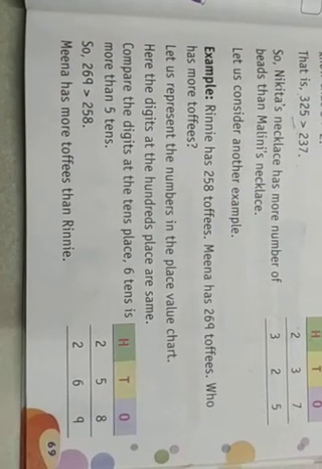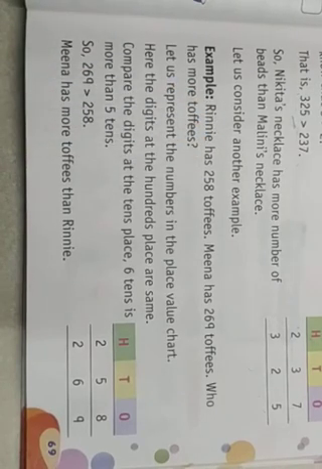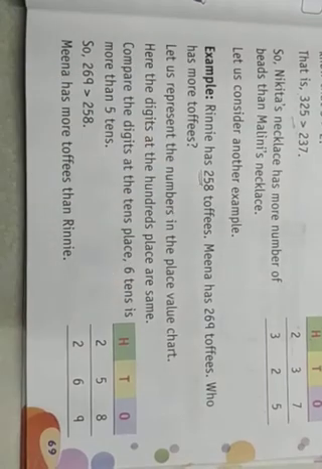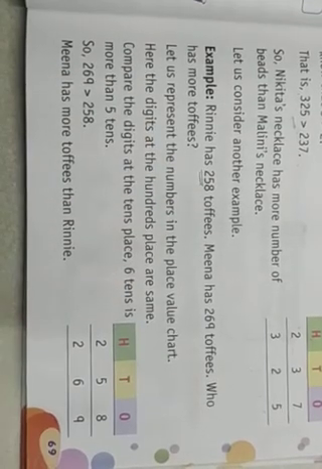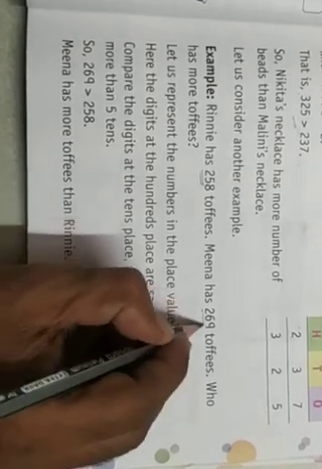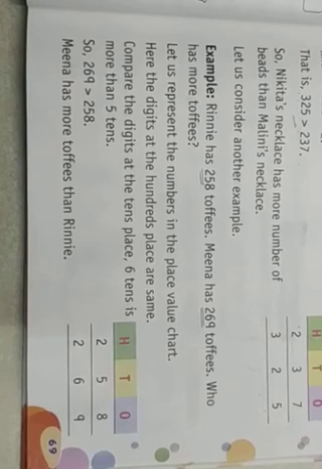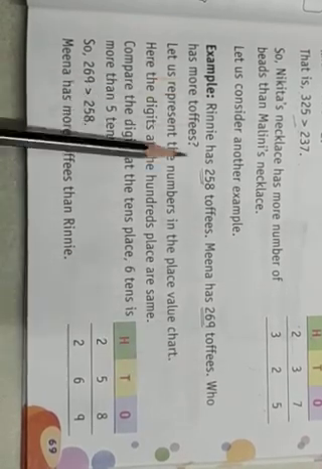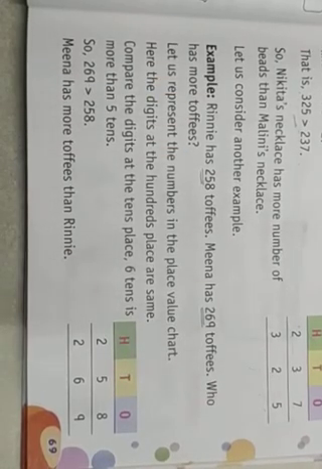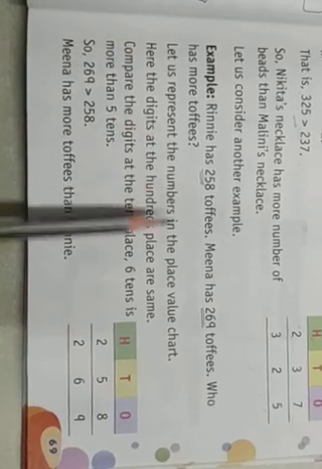So here Rini has 258 toffees. Meena has 269 toffees. Who has more number of toffees? We have to put these numbers in the place value chart, then try to compare. Let us represent the numbers in the place value chart.